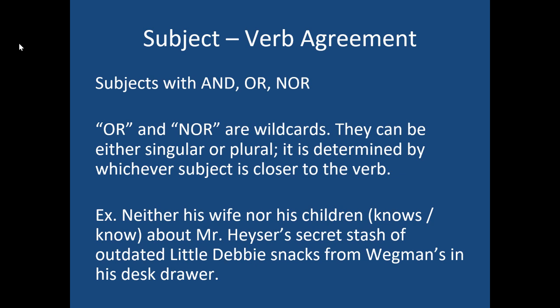Now, when I get to the words or and nor, that's when it gets a little tricky. We're going to call them our wild cards because they can be both singular or plural. We actually call them disjunctive conjunctions. Wrap your head around that. What that means is they're not really joining anything together, so they're not really conjunctive, but they're being disjunctive. So when I use or and nor, what I do is I look at whatever subject is closer to the verb, and that's the subject which determines the verb.